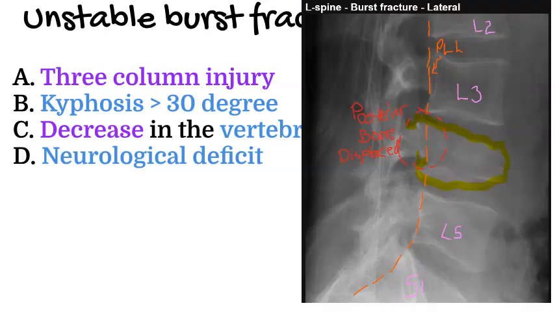This lateral lumbosacral view shows a burst fracture of L4. We can see there is a reduction in the vertebral body height. There is an involvement of the middle column and there is a posterior bone displacement seen encroaching into the spinal canal, and the kyphosis angle is more than 30 degrees.